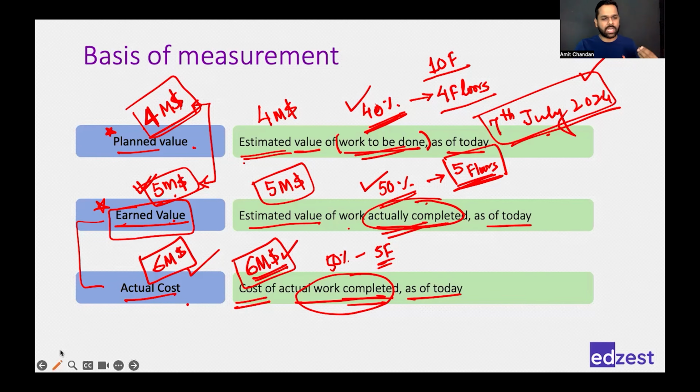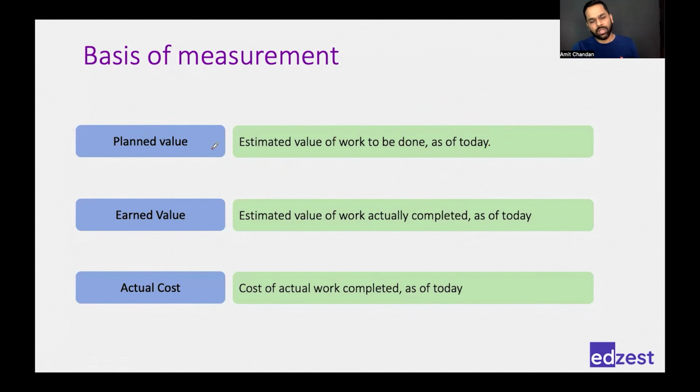Just by looking at these three numbers, you can actually compare the schedule and cost both. If you don't use these numbers, it will be difficult to understand what's happening with respect to cost and what's happening with respect to schedule. It can be calculated separately. But you will not be able to combine it and see the picture.